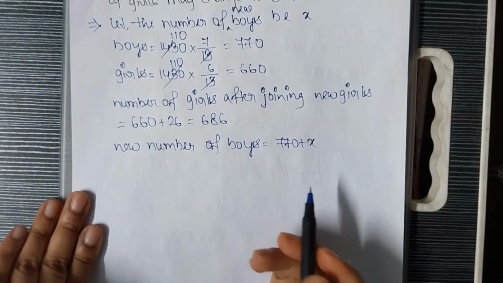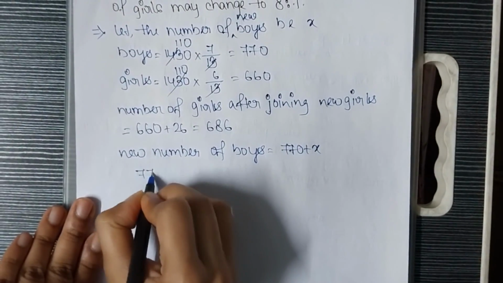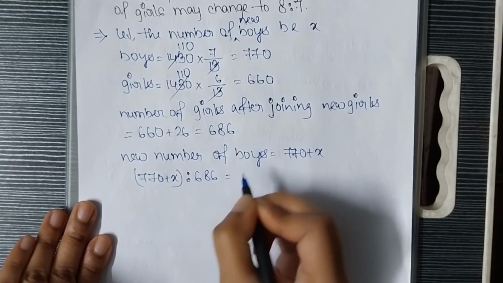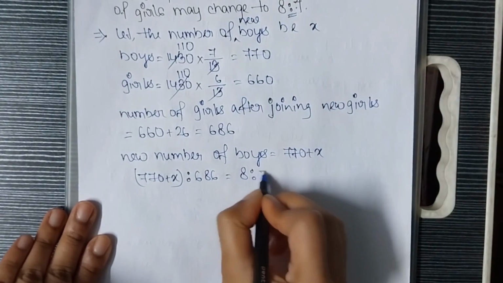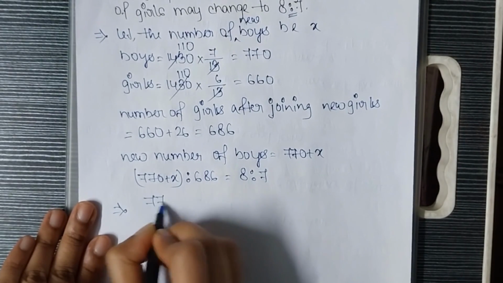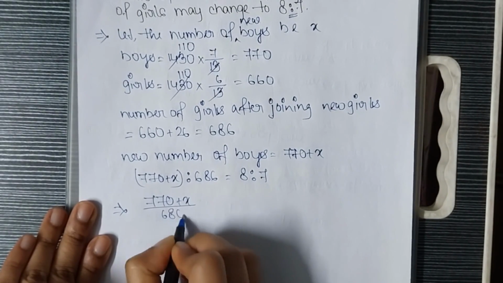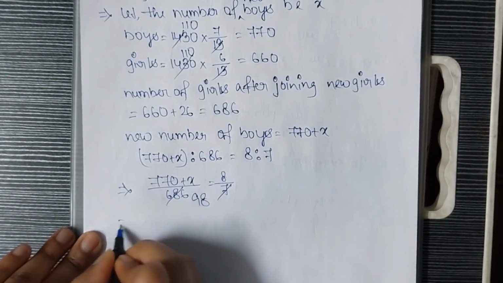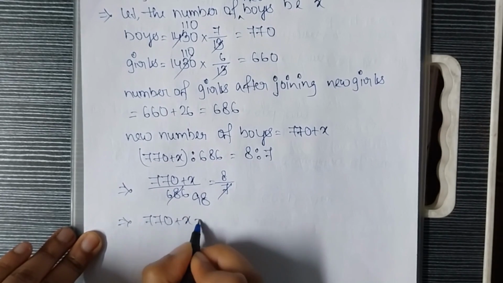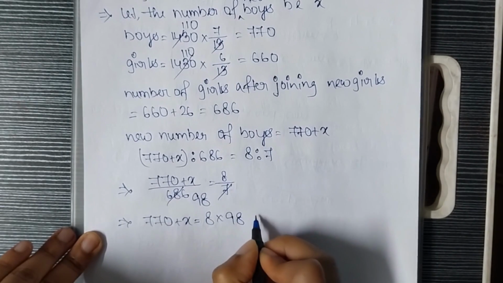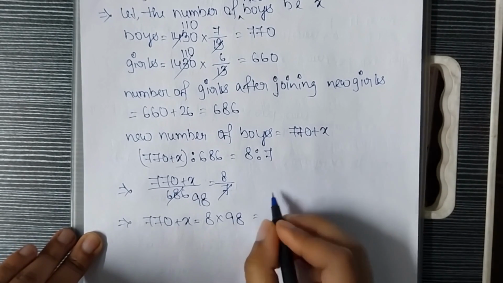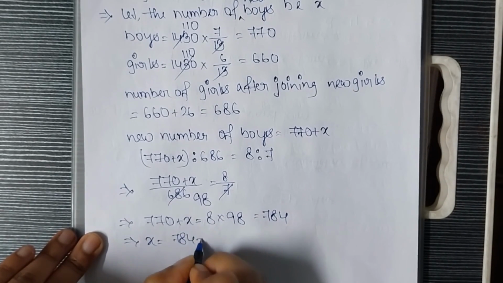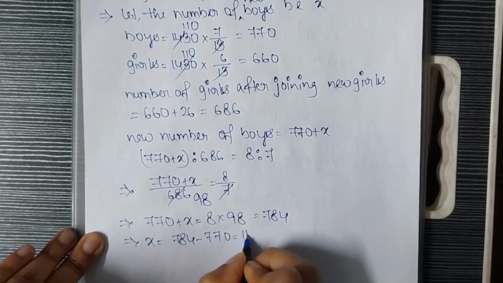So now it is easy to find the ratio, that is 770 plus x is the number of new boys and the new girls number is 686 and the ratio will be 8:7. So just now we have to find the value of x. Let's solve it. So let's cut the number by 7. So 770 plus x will be 8 into 98, which will be 784, and the value of x will be 784 minus 770, that is 14.